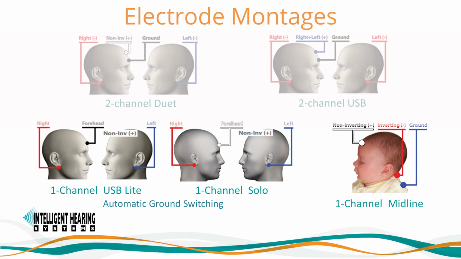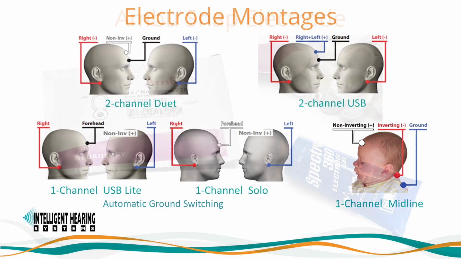When testing binaurally, clinicians using one-channel systems may also choose a midline montage, as shown on the bottom right, where the nape is connected to the negative electrode, the non-inverting positive black or white electrode is connected to the high forehead, and the shoulder is connected to the blue or ground electrode.